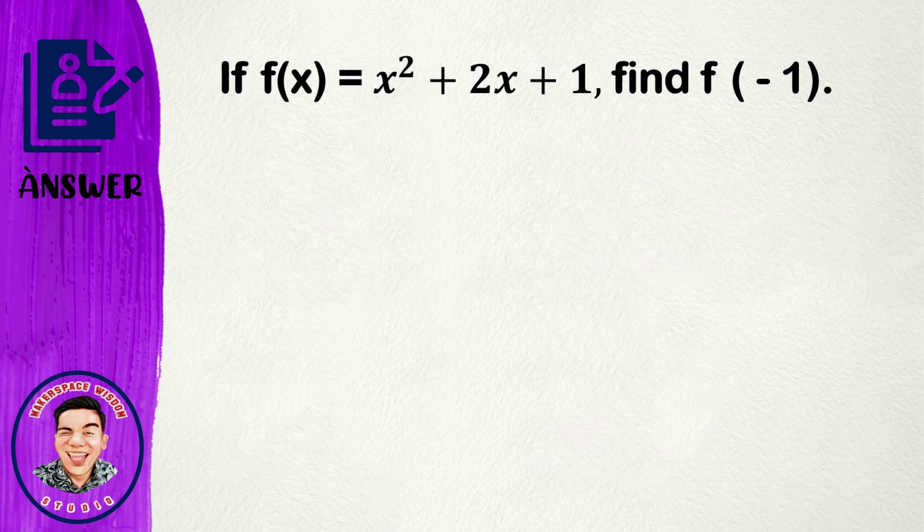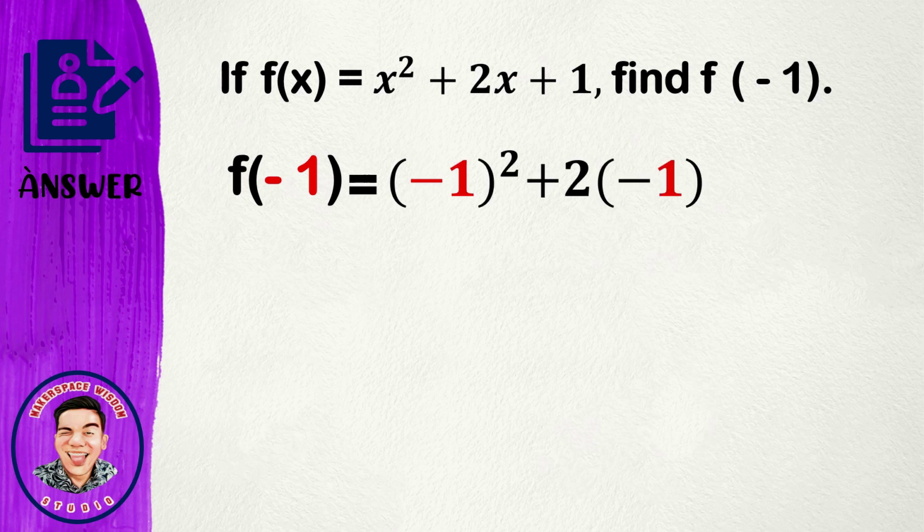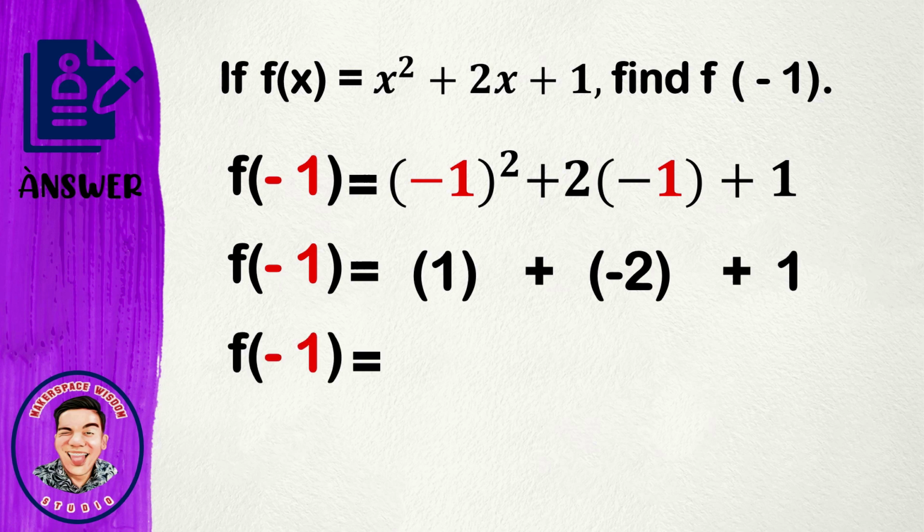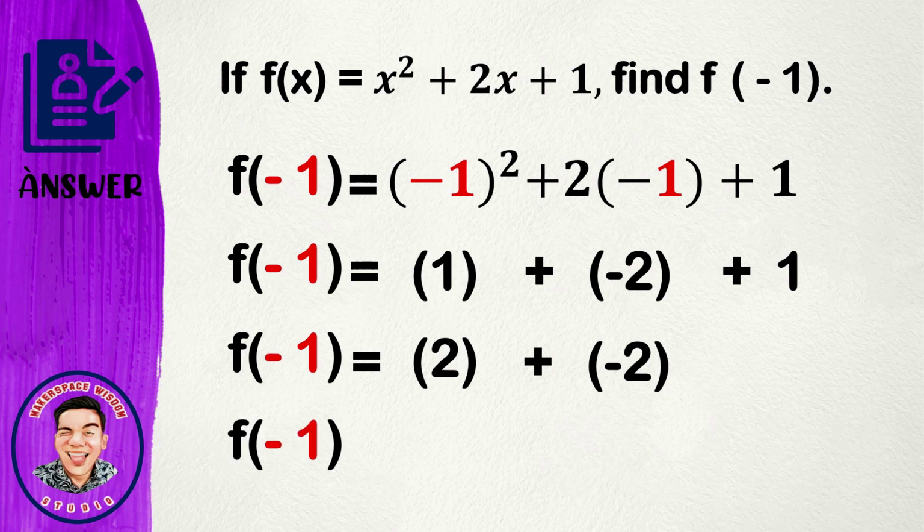We have f of x, which is equal to x squared plus 2x plus 1, and we are asked to find f of negative 1, which is simply substitute x with the given negative 1. So we have here f of negative 1 is equal to negative 1 squared plus 2 times negative 1 plus 1. So f of negative 1 is equal to negative 1 squared, which is equal to 1, plus 2 times negative 1, which is negative 2, plus 1. So f of negative 1 is equal to 1 plus 1, 2, plus negative 2. So f of negative 1 is equal to 0.